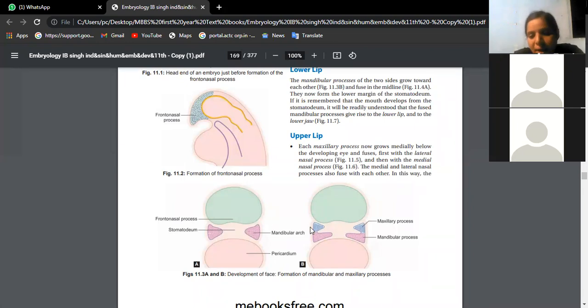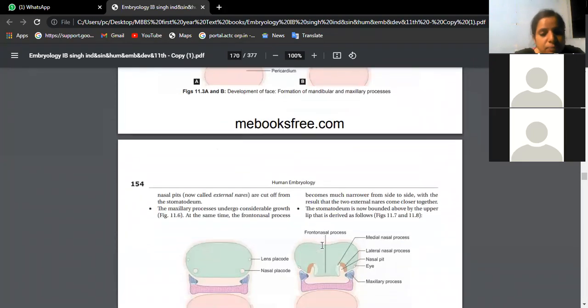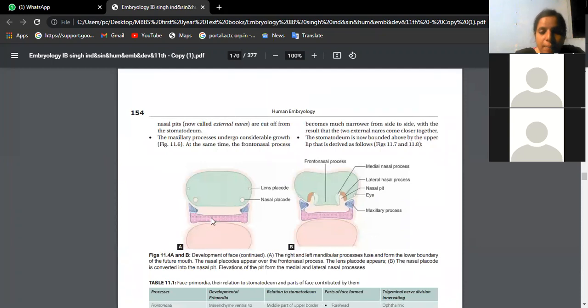So this mandibular arch further subdivides into two. Don't bother about the pericardium. You can just close it, not required. So what are the two subdivisions of the mandibular arch? Maxillary and mandibular process. Maxillary, very good. Maxillary process and mandibular process. This is the frontonasal process. How is it growing? Let us see. The mandibular processes of the right and left side fuse in the center.